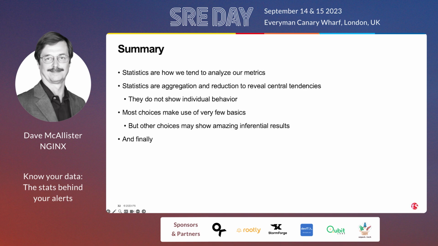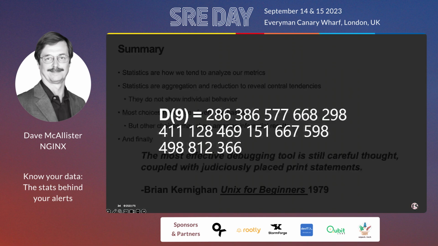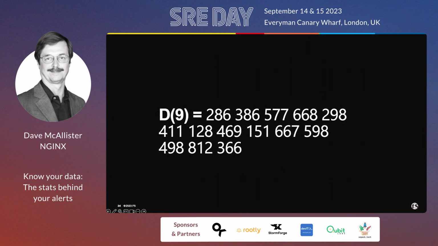And I want to finish with my favorite quote, because it applies to everything that we all do here. The most effective debugging tool is still careful thought, coupled with judiciously placed print statements. Brian Kernighan wrote this in Unix for Beginners, 1979, and it is still useful today. And the 9th Dedekind number is this, 42 digits long. Basically, a Dedekind number measures the number of monotone intersections that can occur. So if you have 9 different blocks across, it's 42 digits of possible pathways through there.